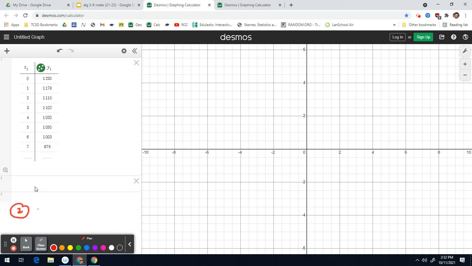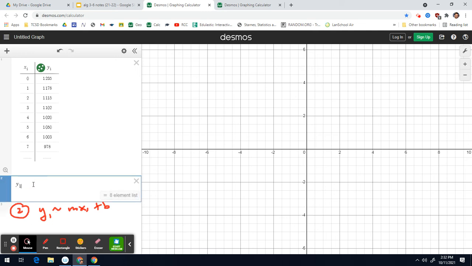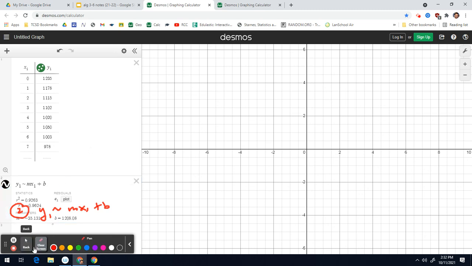Now we're going to do our y1 squiggle mx1 plus b. Remember, shift and the 1 with the minus key, and then shift and the number to the left of the 1 to get the squiggle. So here we go: y, shift minus key 1, shift button to the left of 1, squiggle, mx, shift minus key 1, arrow to the right, plus b. I'm going to erase the writing so you can see what we got.